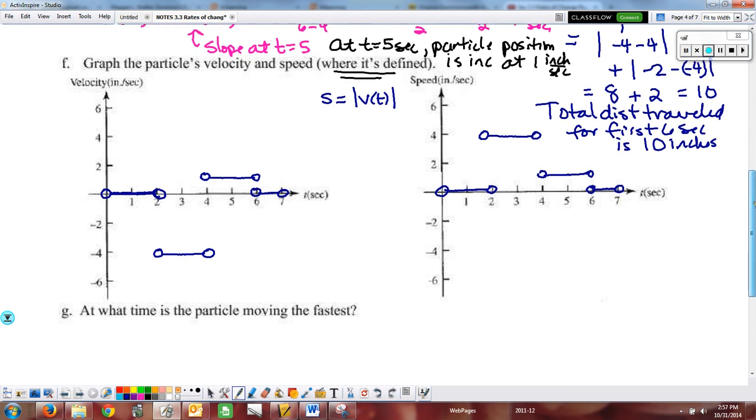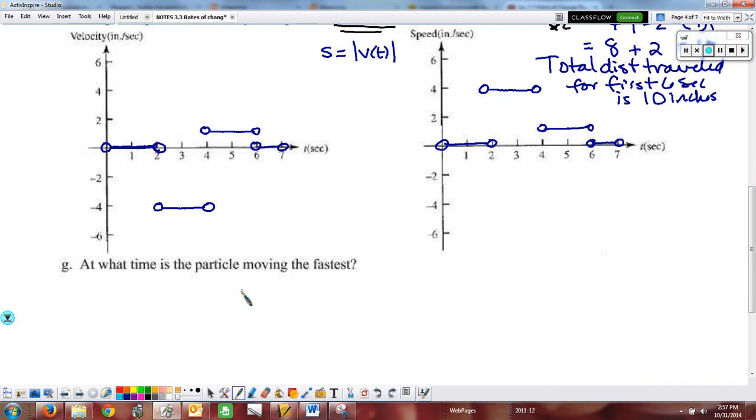All right, and then we come down here and we ask, at what time is the particle moving the fastest? Now, when they ask this question, they are referring to speed, because what they're looking at is you could be moving the fastest in the positive direction, or you could be moving the fastest in the negative direction.